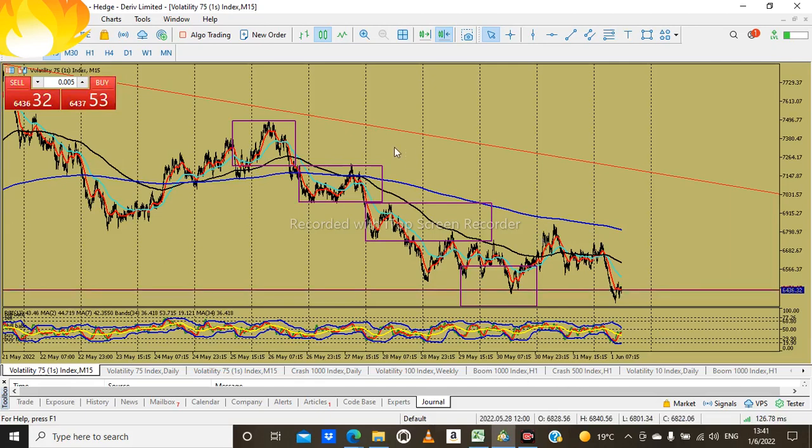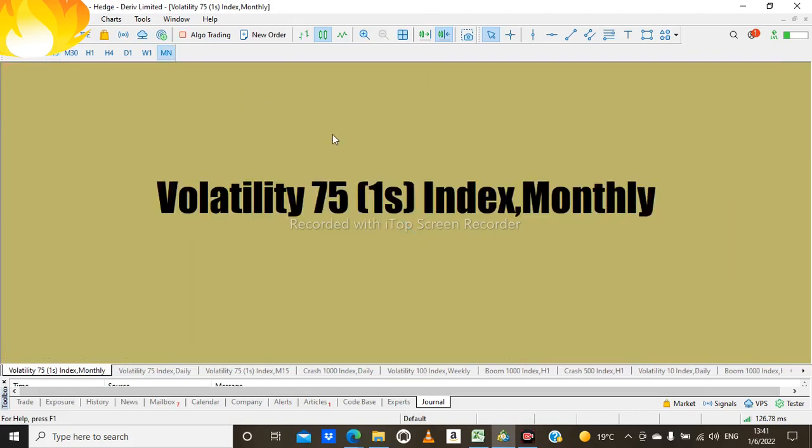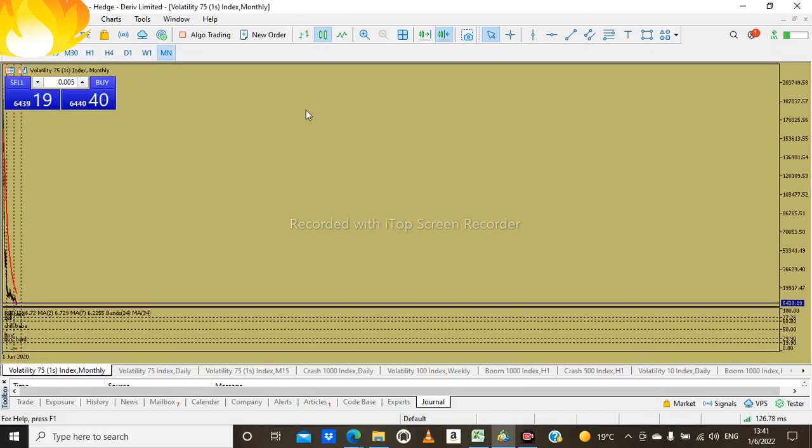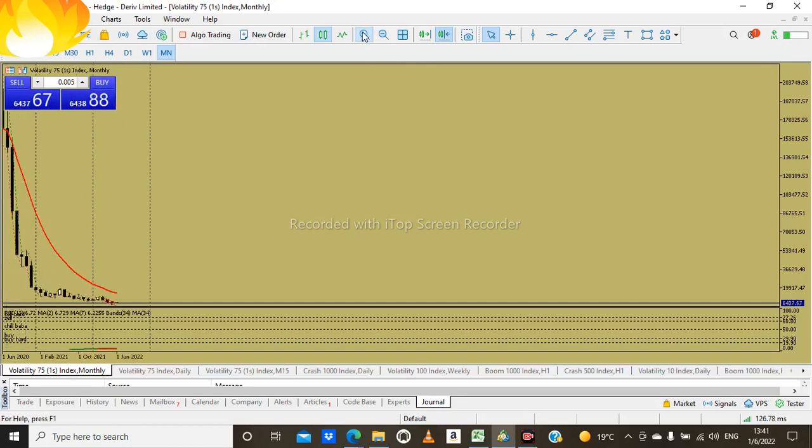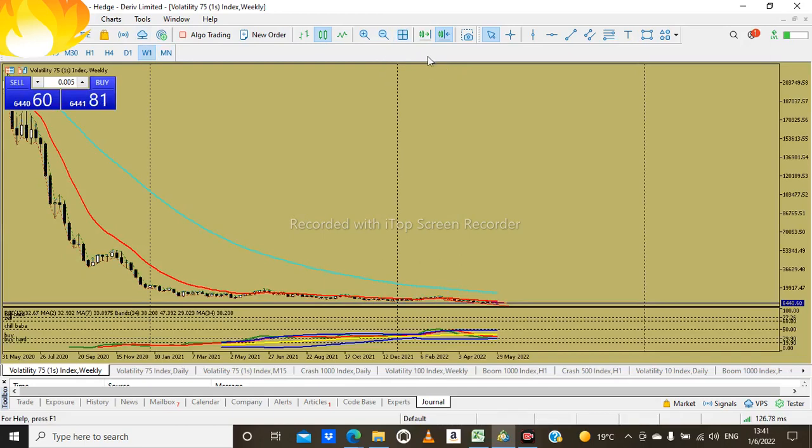Okay, so remember, the first thing you do when you're analyzing is go on the bigger time frames. You see how things are going and you move back to the smaller time frames. The bigger time frames give us the bias. The smaller time frames give us entry points. So it's very, very important to do that.